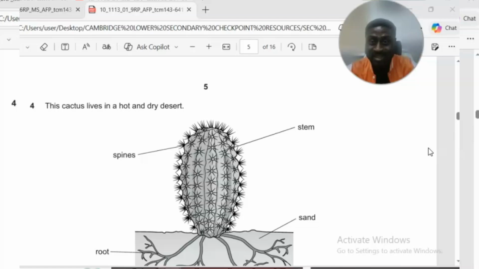Let's converge here and attempt the following question. Can you see the question before you? All right, let's review it together. This cactus lives in a hot and dry desert. So it's a desert plant.